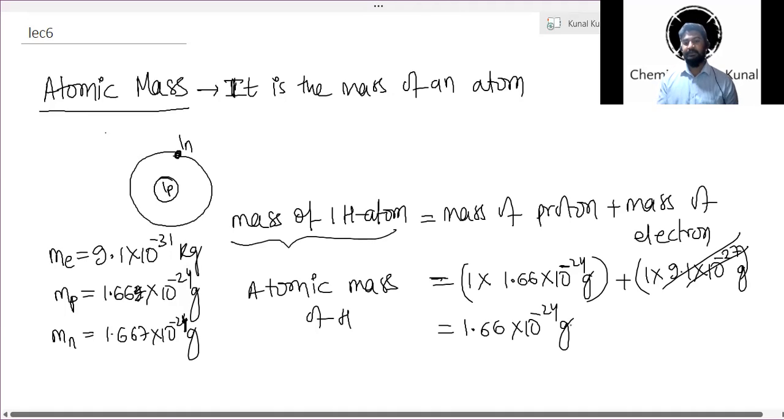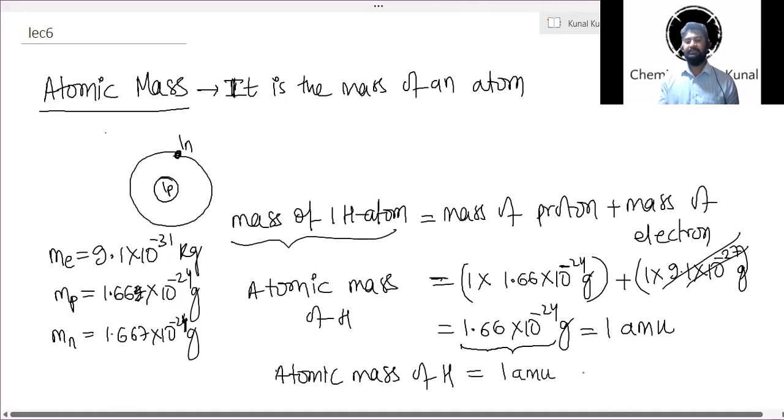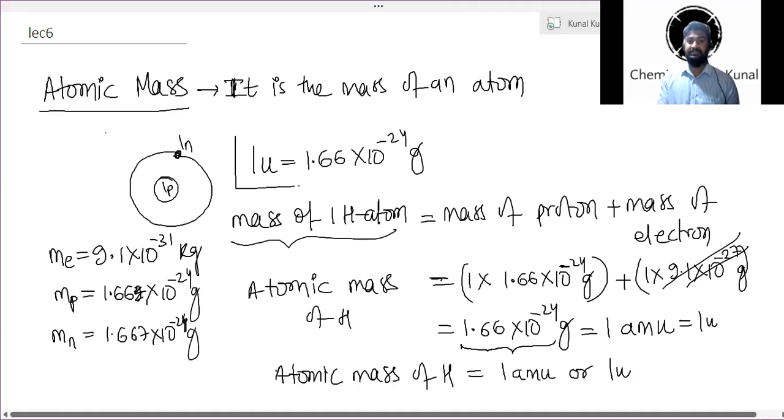That's the problem, right? That is why people said, why don't we take this as 1 AMU? Because it is the mass of the smallest atom we can have. So let's take it as 1 atomic mass unit. That is how the atomic mass of hydrogen is 1 AMU. Nowadays they call it unified mass. So 1 u, same thing. And what is 1 u equal to? 1 u is equal to 1.66 into 10 to the power minus 24 grams. Please remember this value.